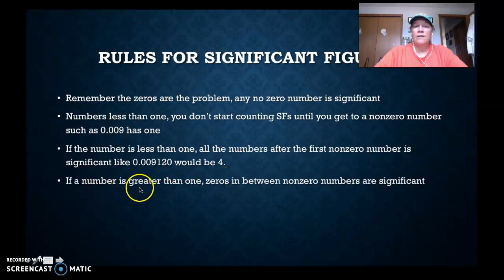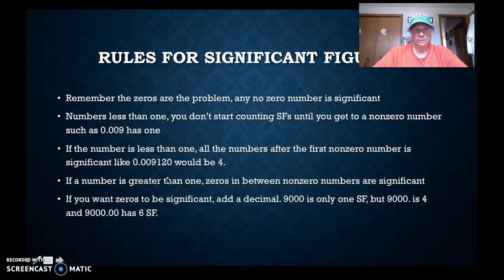Okay, if a number is greater than 1, if you have zeros in between non-zero numbers, like if you have 101, that would have 3. So you always count the zeros if they're in between non-zero numbers. Okay, and then if you want zeros to be significant, add a decimal. If I write 9,000, that only has 1 significant figure. But if I write 9,000 and I put a decimal here, that has 4.